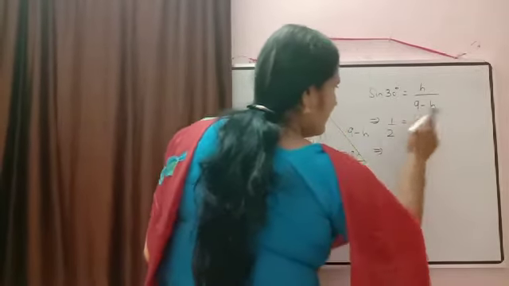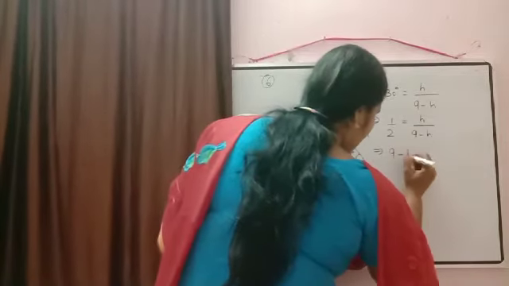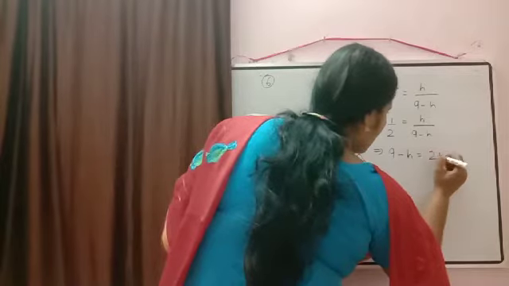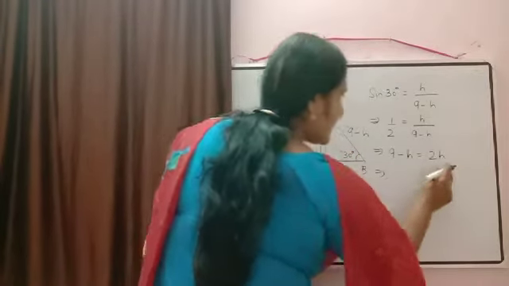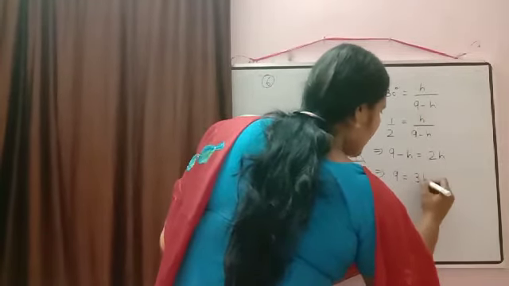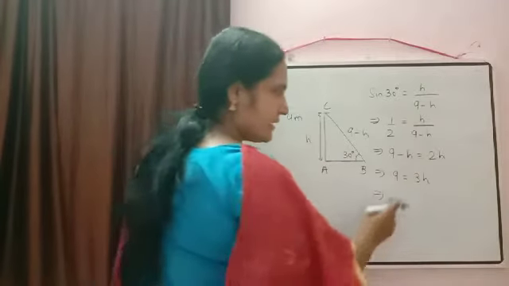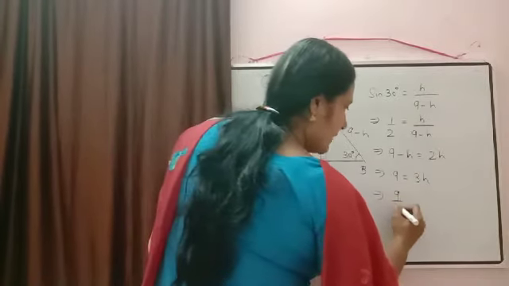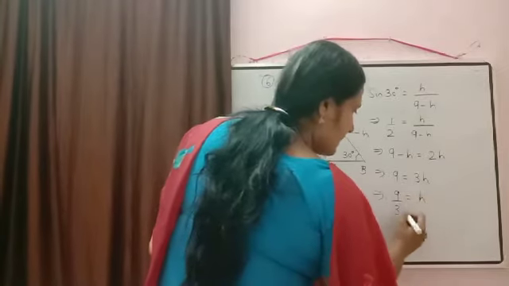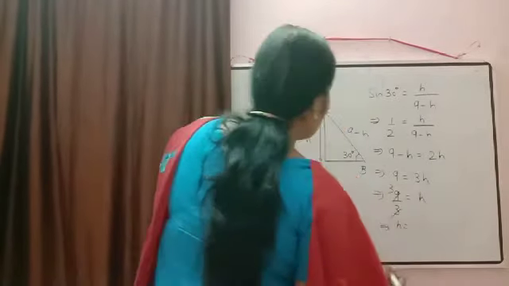Now what we will do? We will do the cross multiplication. Then we will get 9 minus h is equal to 2h. Now minus h we can shift to right hand side. Then we will get 9 is equal to 2h plus h, which is 3h. Now 3 we can shift to left hand side. Then it will come 9 divided by 3 is equal to h. 3 3s are 9. So we are getting here h is equal to 3 meter.